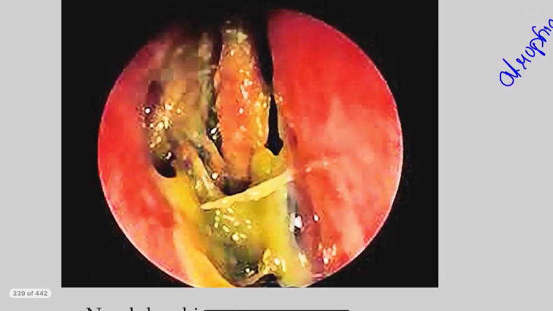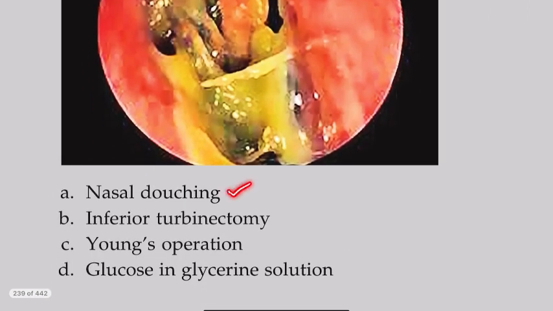Nasal douching, yes, it is done with sodium bicarbonate, sodium biborate and NaCl. Inferior turbinectomy, is it done here? No, it is not done here. Young's operation, yes. Glucose in glycerin solution, yes, it is also done. So inferior turbinectomy is not done here.